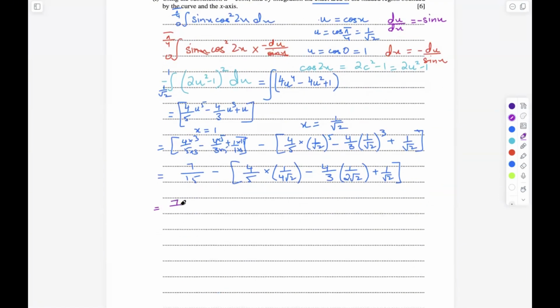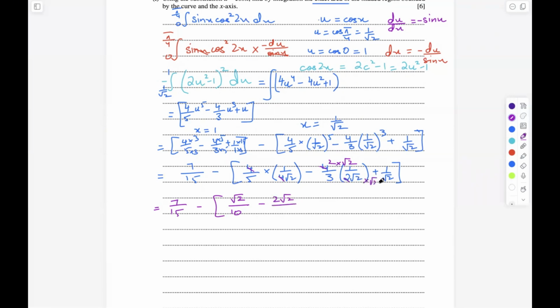Now simplifying, this 4 and 4 will cancel out, and this 2 will cancel out with 4. As we have a root in the denominator, we can multiply and divide by root 2 in the numerator and denominator. So this will become root 2 upon 10, minus, multiplying by root 2 over here, 2 root 2 upon 3 times 2.